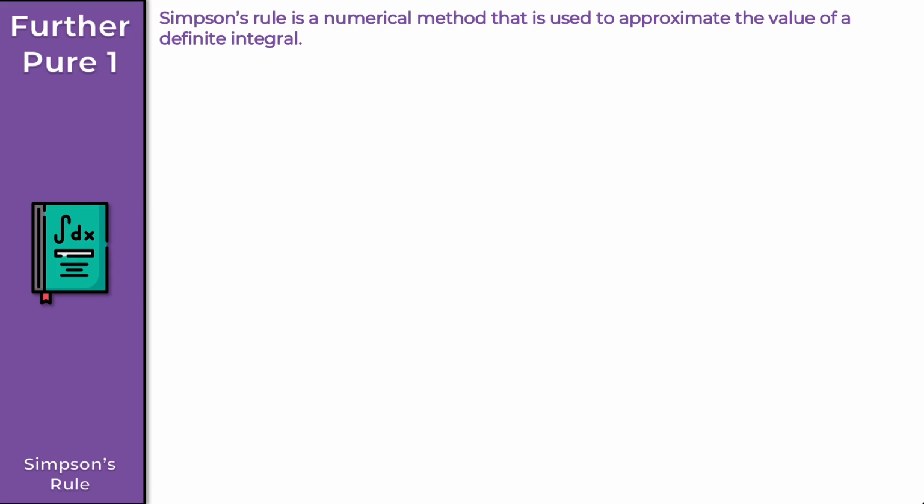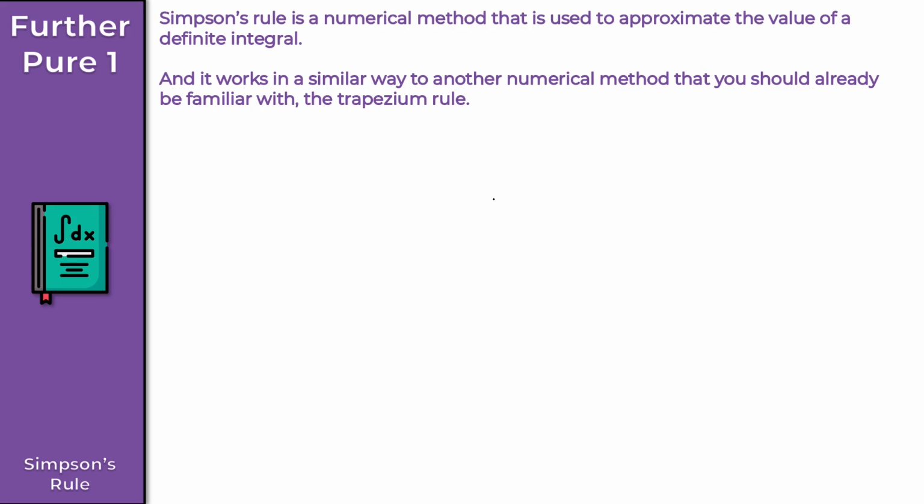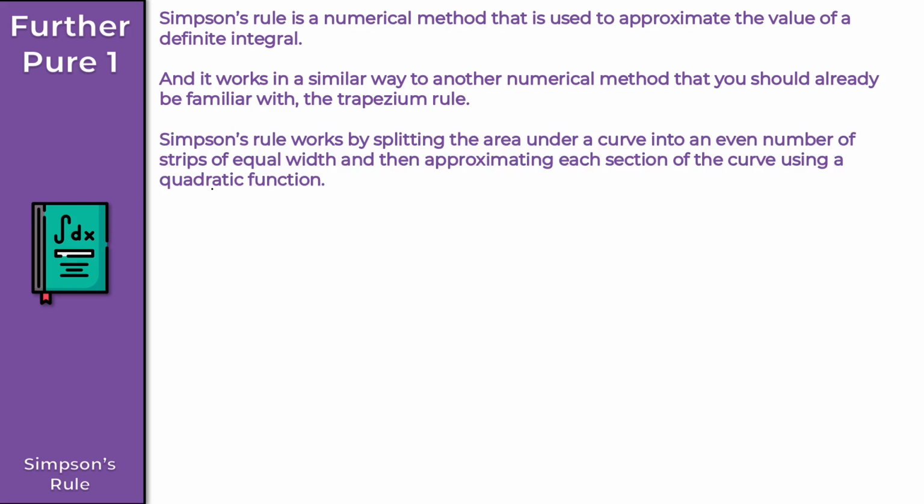In this video here, we're going to take a look at Simpson's rule. Now, Simpson's rule is a numerical method that is used to approximate the value of a definite integral. And it works in a similar way to another numerical method that you should already be familiar with, which is the trapezium rule. So Simpson's rule works by splitting the area under a curve into an even number of strips of equal width and then approximating each section of the curve by using a quadratic function.